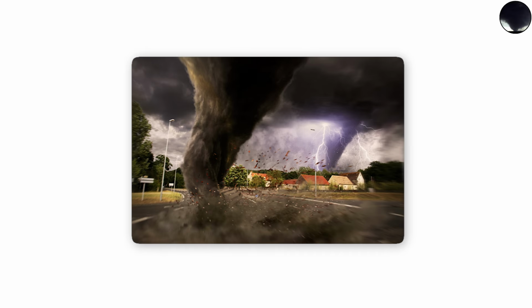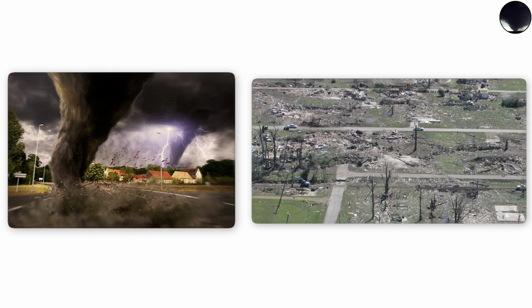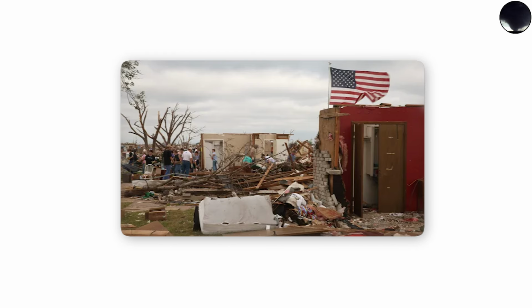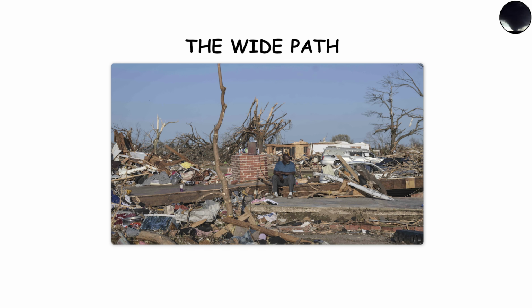Because of their size, wedge tornadoes can be hard to recognize as tornadoes at first glance, sometimes appearing as a dark, low-hanging cloud. This can make them even more dangerous because people may underestimate their threat until it's too late. The wide path of destruction caused by wedge tornadoes often includes entire neighborhoods or towns.